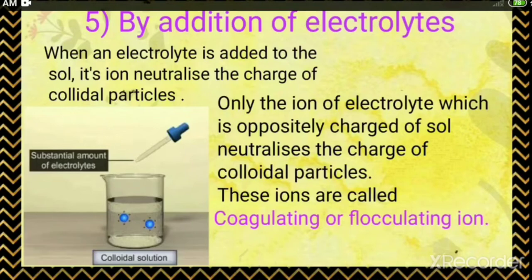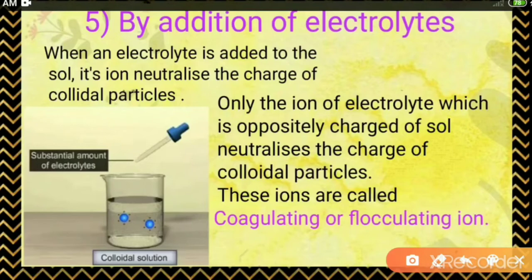When we add a small amount of electrolyte to a colloidal solution, it is observed that the particles start to accumulate and get coagulated. Why does this happen? Of the ions of the electrolyte, only the particular ion which is oppositely charged to the sol neutralizes the charge of the colloidal particles. These ions are called coagulating ions, flocculating ions or active ions.